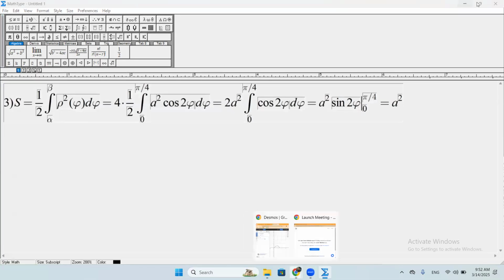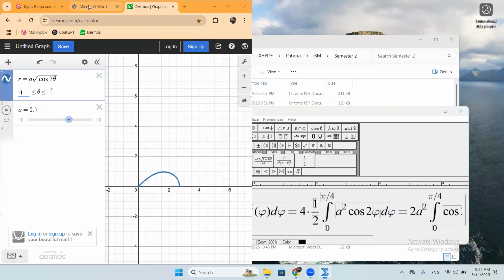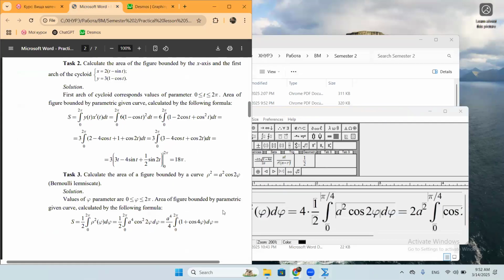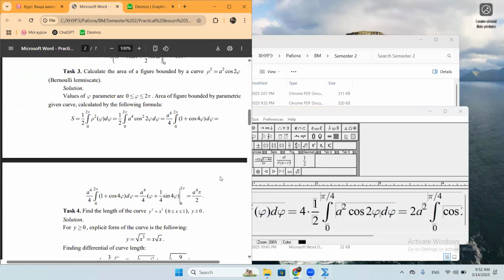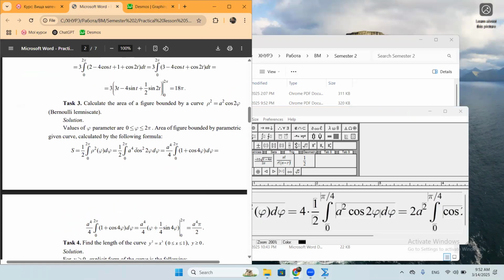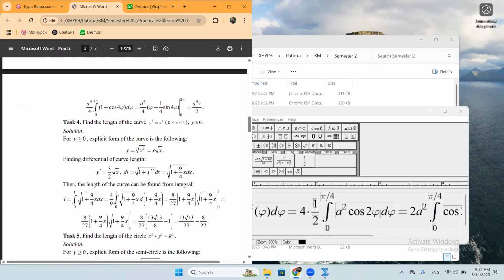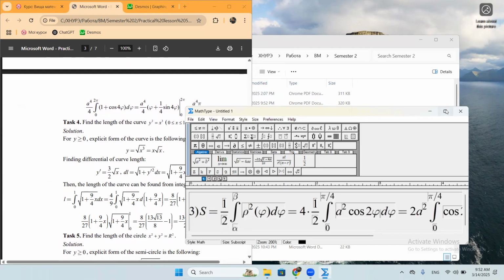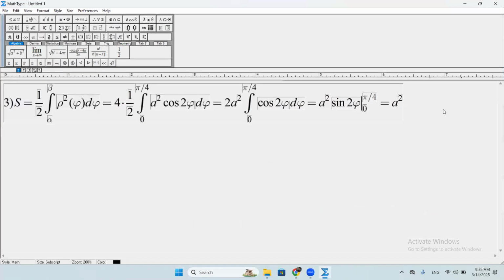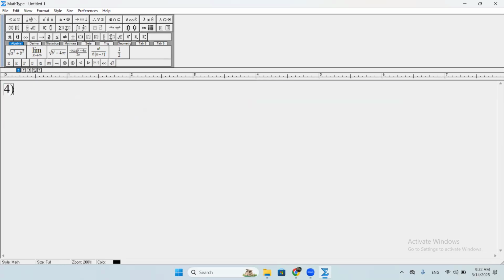Here is a mistake in this material, so I will have to correct it. It must be this, because I calculated initially incorrectly. So any questions about this exercise for now? Okay, if no questions, let's move to the next exercise.